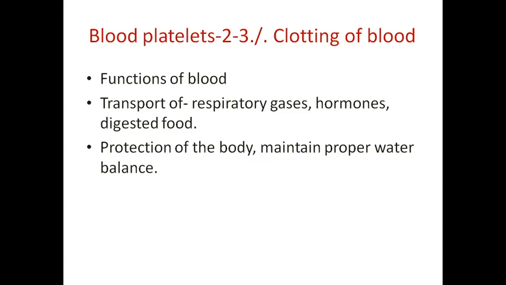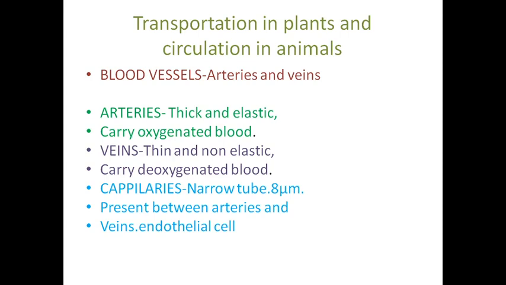The next one is blood vessels. The blood vessels are of two types: arteries and veins. The arteries are thick and elastic. They carry oxygenated blood, except the pulmonary artery. The next one is veins. The veins are thin and non-elastic. They carry deoxygenated blood. And capillaries are a network-like structure present between the arteries and veins.